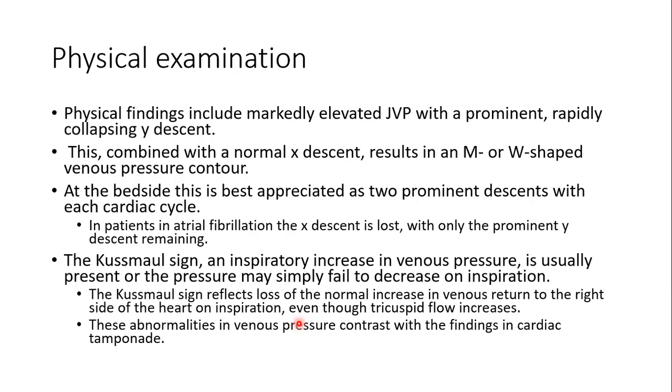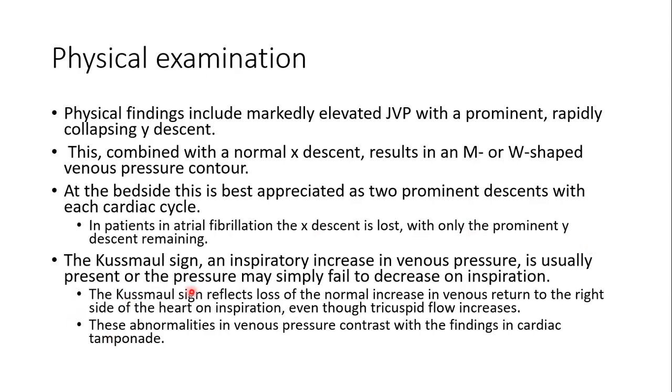So I think I'll try to explain the X and the Y descent with the picture we had earlier on. It's said that for patients who, on top of having constrictive pericarditis, have atrial fibrillation, the X descent is usually lost. You won't see the X descent because we said X has to do with relaxation of the atrium. So when you have atrial fibrillation, it automatically knocks this off. So the only thing you might be left with is just a prominent Y, particularly in a patient who has constrictive pericarditis plus atrial fibrillation.